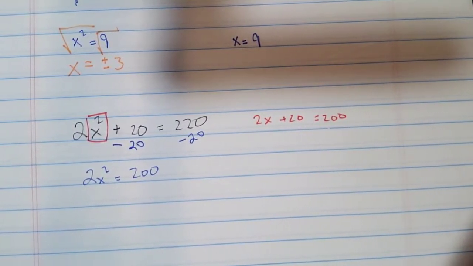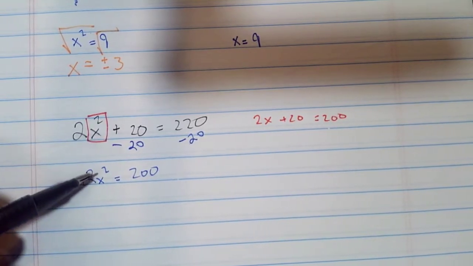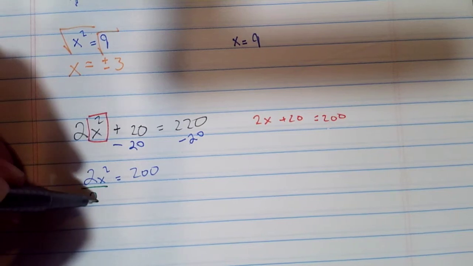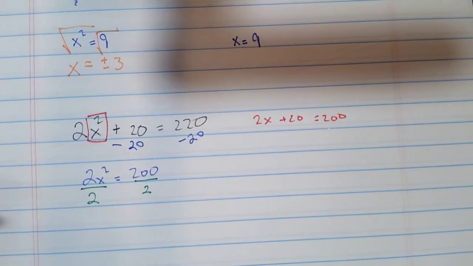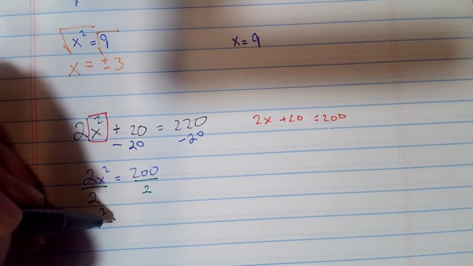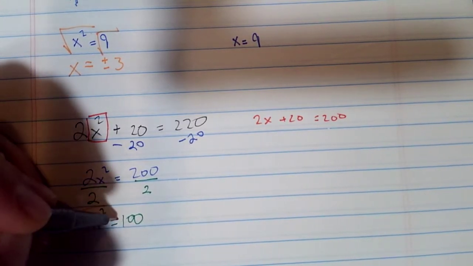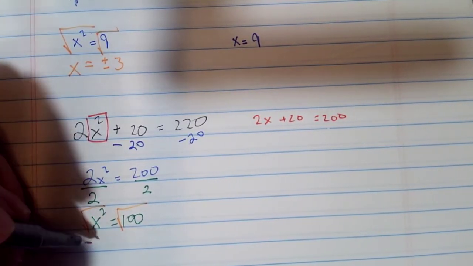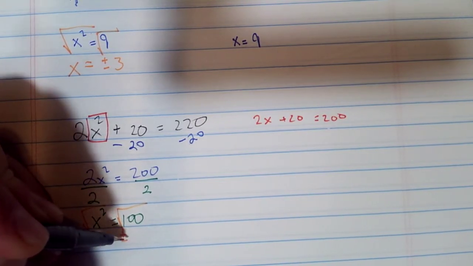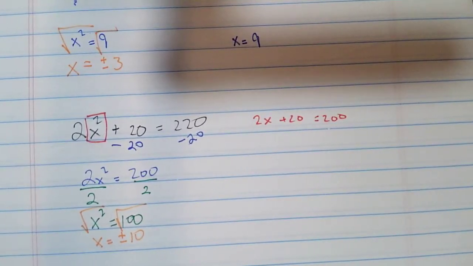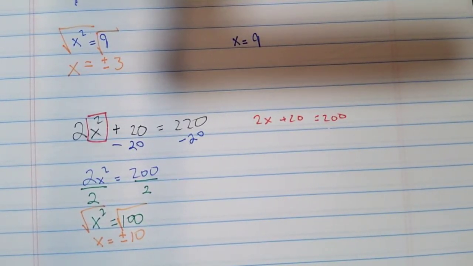Okay, all I did was move that 20, got rid of it. All right, now I still want to get this x squared by itself, so now I have this 2 I need to get rid of. So divide by 2, divide by 2. And we end up with x squared equals 100. And hope you're like, I know what the answer is. Okay, now we take the square root of both sides. Square root of x squared, square root of 100. Our answer is x equals plus or minus 10. Hopefully you guys got that too. All right, that is 11.6, solving quadratic equations.